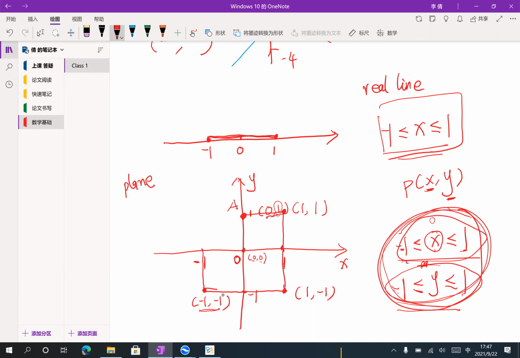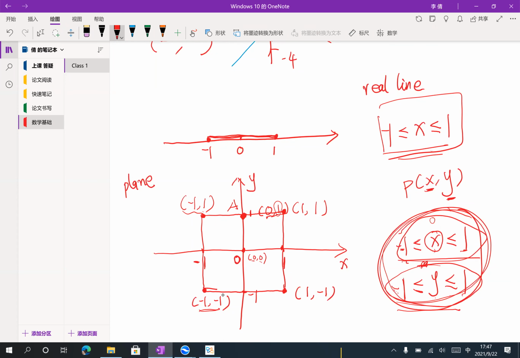Also, let's see this point in the second quadrant, and this point is -1, 1, right? Yes. This point satisfies this inequality, right?